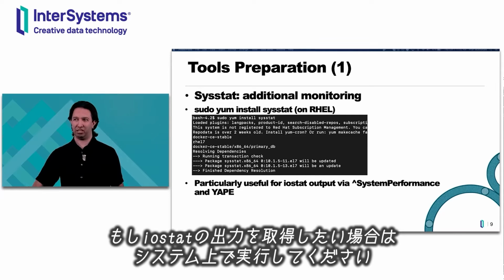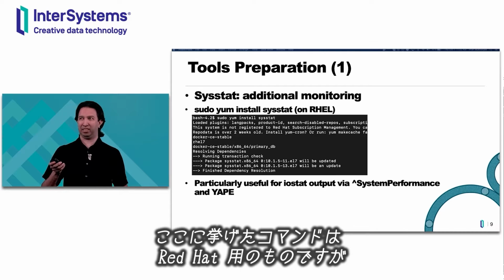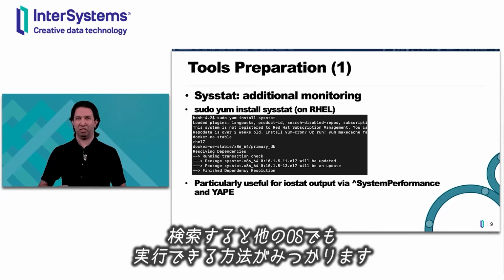You don't have to have this, but if you want to have the iostat output, you need to have it running on your system. The command listed is just for Red Hat, but you can just Google it, and there's other ways to do it for other operating systems.